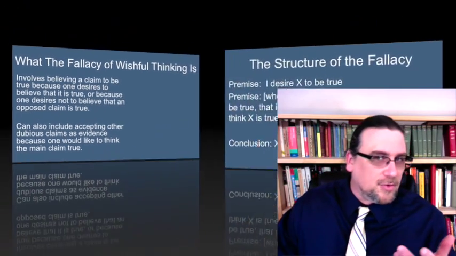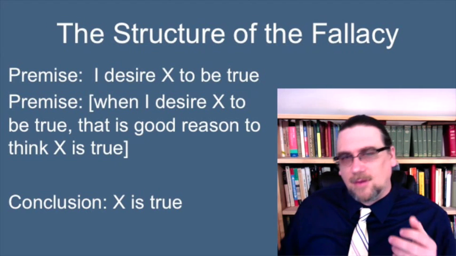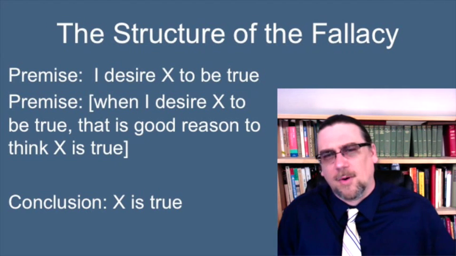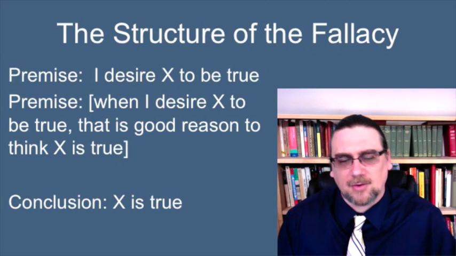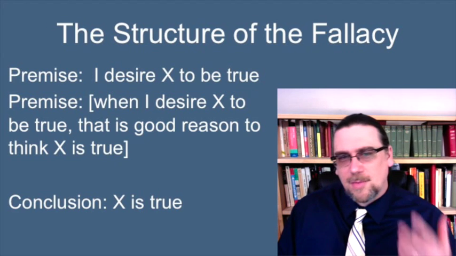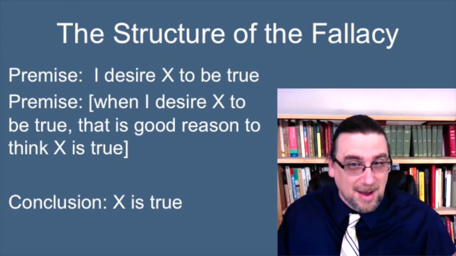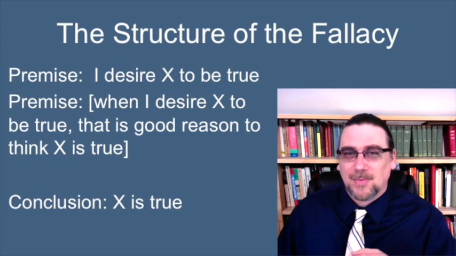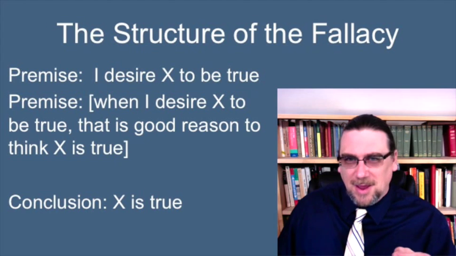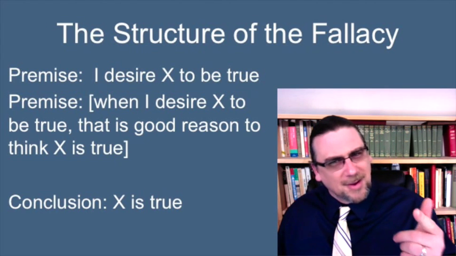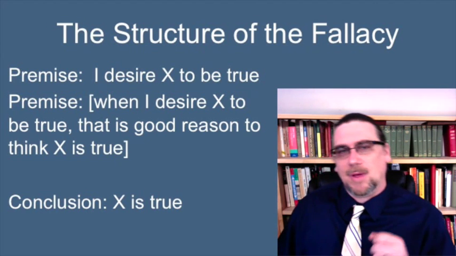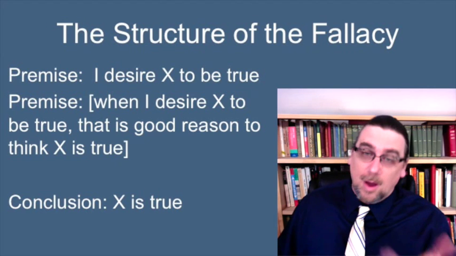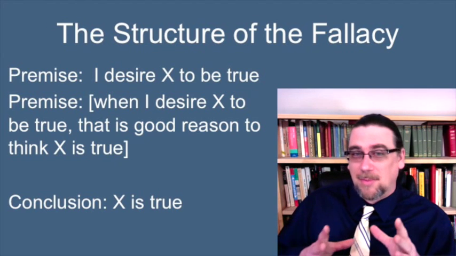If we look at the structure of this fallacy, it's actually pretty simple and pretty straightforward. There's nothing super complex going on here. Notice that one of the premises is I desire X to be true, and then the conclusion is X is true. Now the question that you have to ask is, well, how did you get from desiring something to be true to it being true? Well, there's an implicit premise.